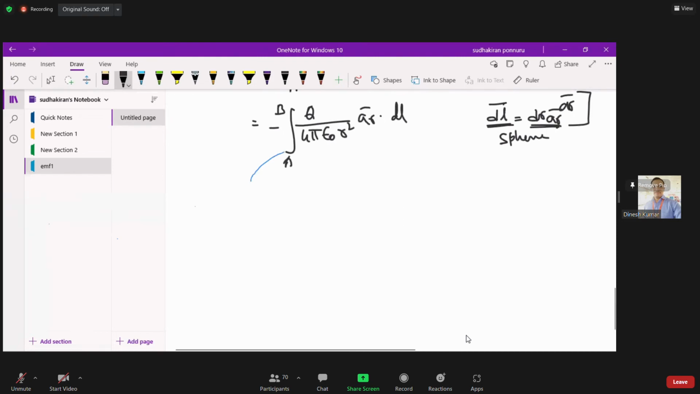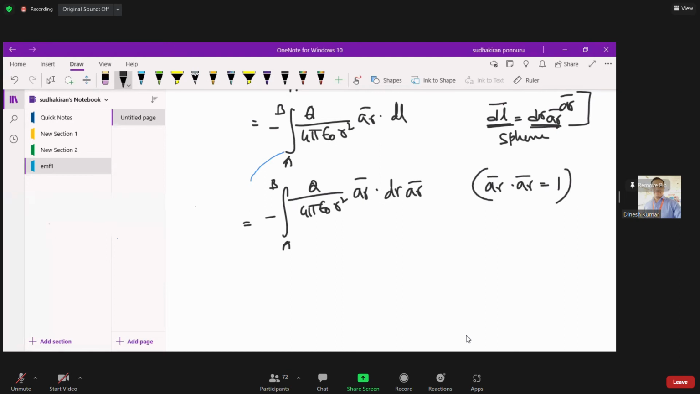So therefore, that value will be the minus integral from A to B of Q divided by 4 pi epsilon naught R square into AR bar. What is dl? dl bar is nothing but dr AR bar. Either you can directly represent it in vector form, or you can write it in scalar form, it doesn't matter. Here we know that the dot product between any two similar unit vectors is always equal to 1. So therefore AR bar dot AR bar, the value will become 1.